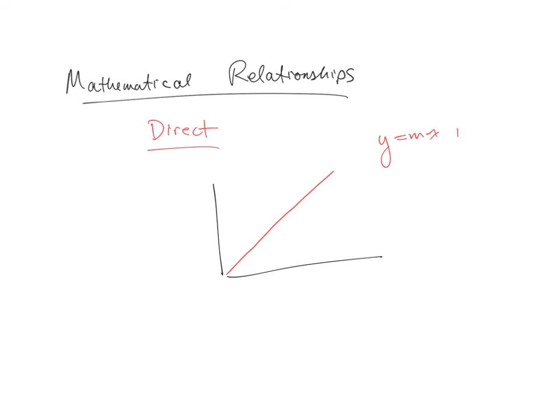So in a direct relationship, it looks like a line, except that it goes directly through the origin. So in this case, B is 0. So in a direct relationship, you don't even include the B term. So the formula for a direct relationship is whatever variable is on the y-axis is equal to the slope times whatever variable is on the x-axis.